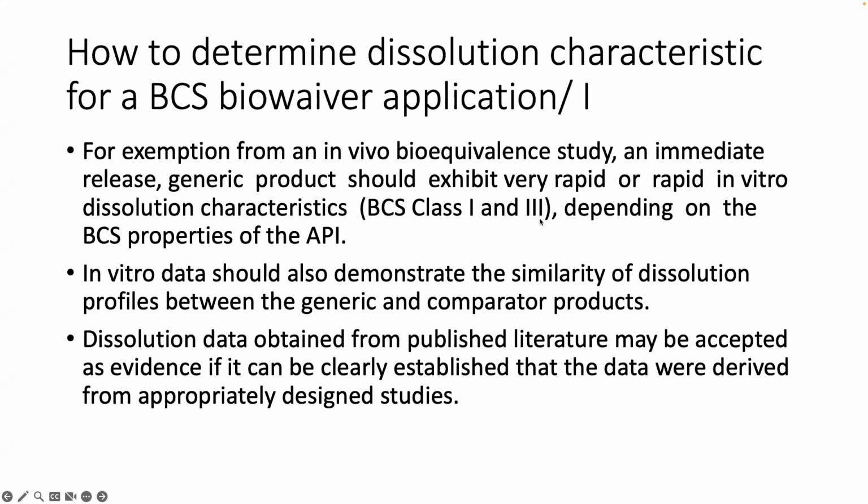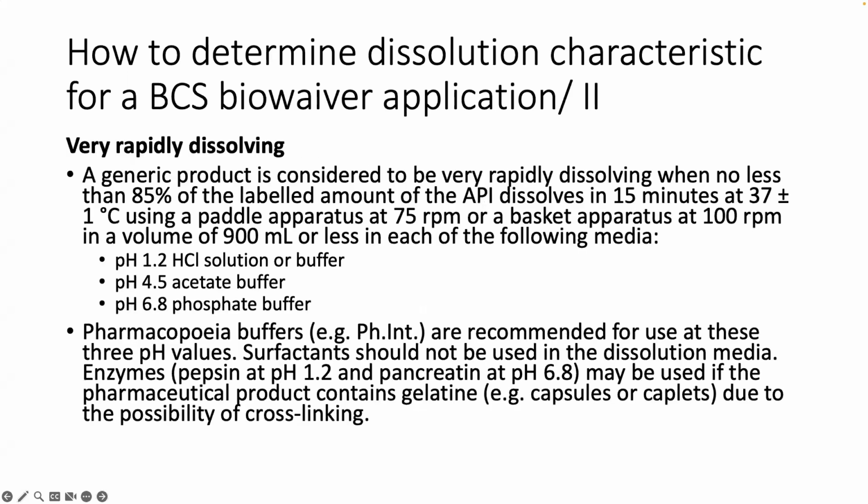So what is very rapid or rapid? That's between BCS class 1 and 3. For very rapid, a generic product is considered to be this when not less than 85% of the labeled amount of the API dissolves in 15 minutes at this temperature, 37 plus or minus 1 degree C, using a paddle apparatus at 75 rotations per minute, or the basket apparatus.